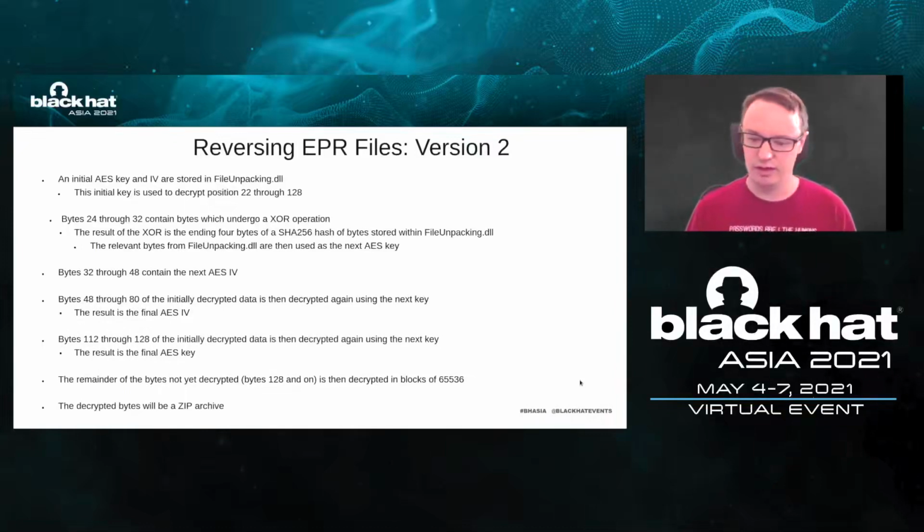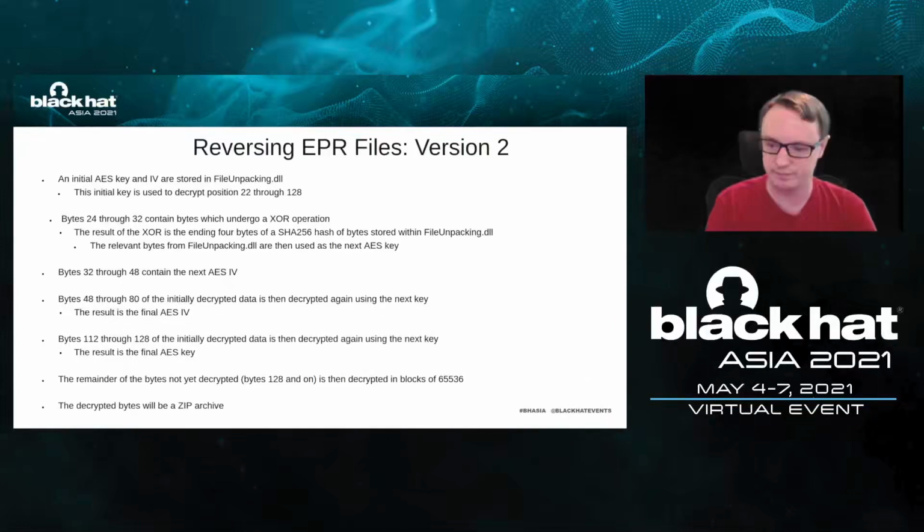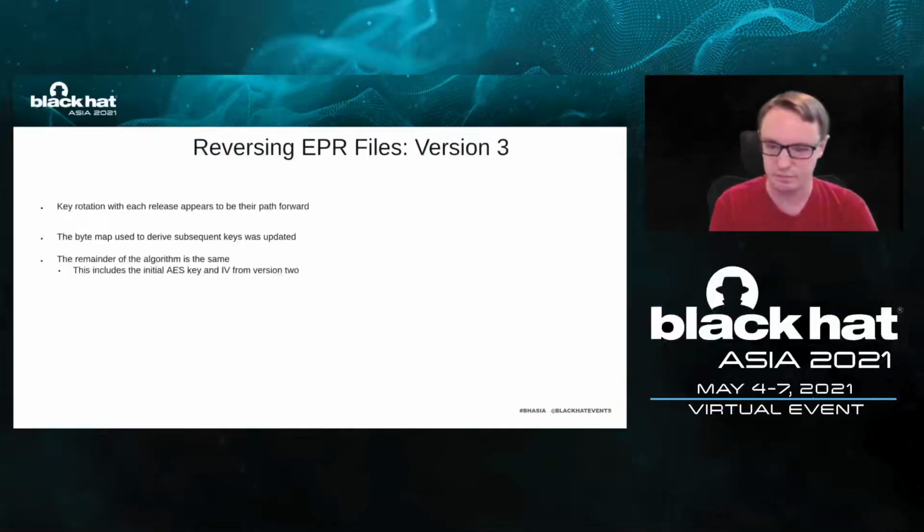Using this key material, everything after byte 128 can be decrypted in blocks of 65,536, producing a valid zip file at the end. So version 3 is the same as version 2 for the most part, with the bytes used to derive subsequent keys having been updated. I believe their approach going forward will be to rotate these bytes with each new release. This would require someone to reverse engineer the correct byte map each release or develop an automated method to do so.